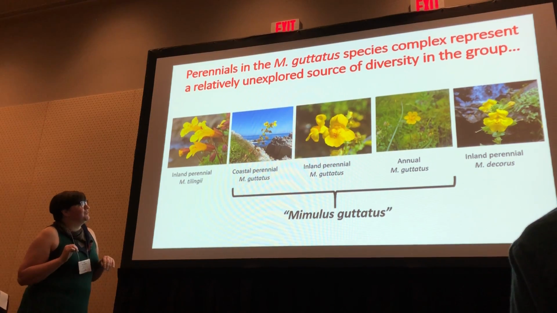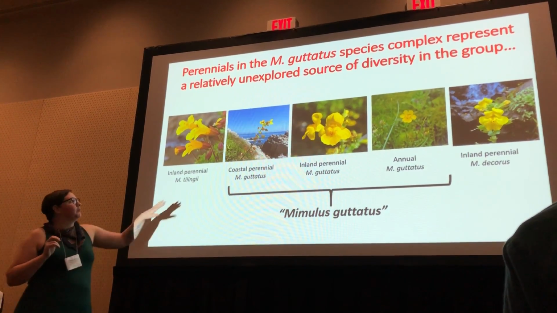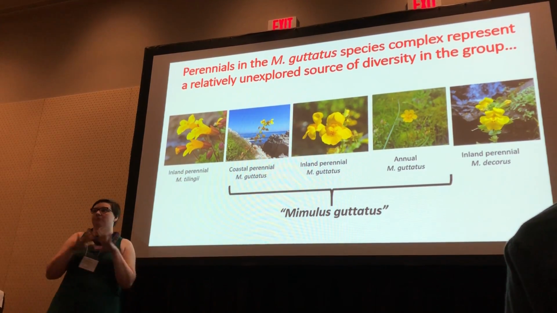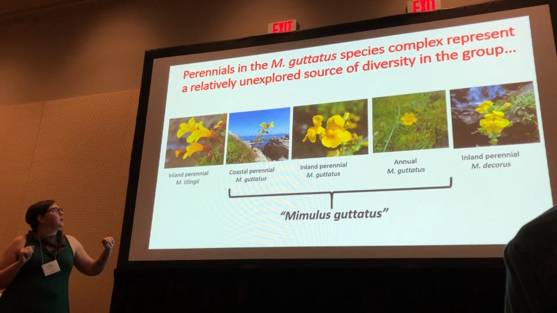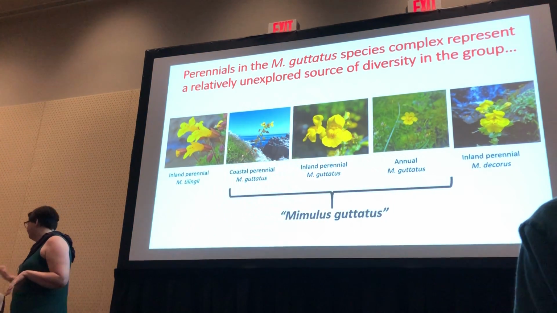I'm also going to mention Mimulus guttatus, its closest sister species, which is comprised of a bunch of different life history types. I'm just going to call all of them Guttatus. And then I'll probably mention this thing called Tilingii, which is a very divergent perennial species.